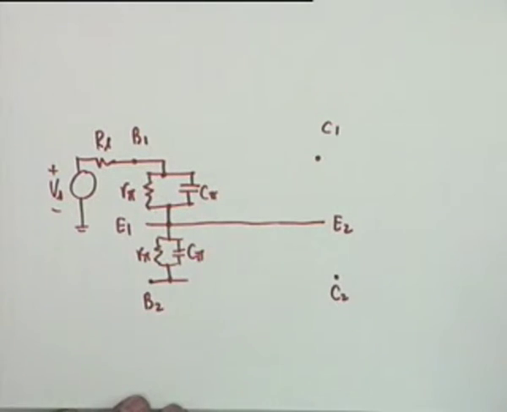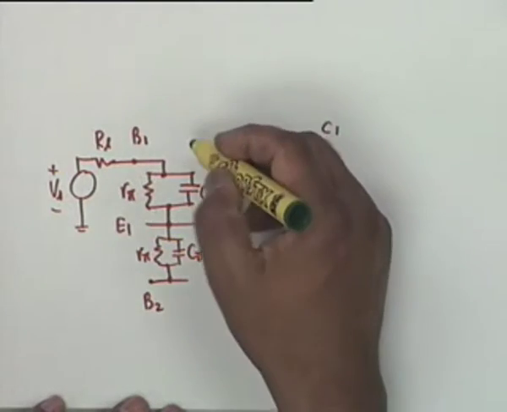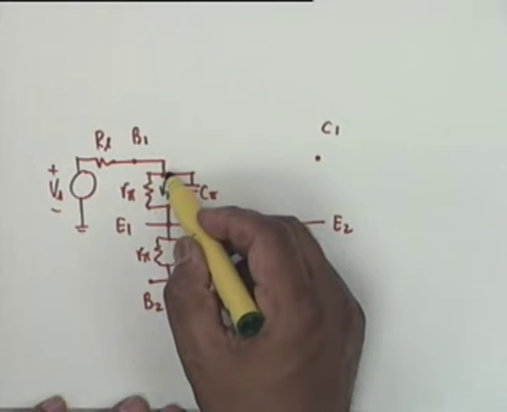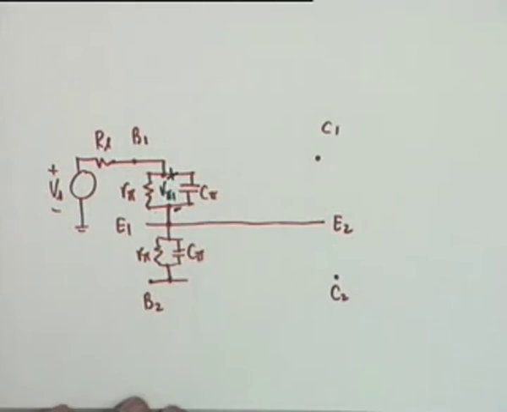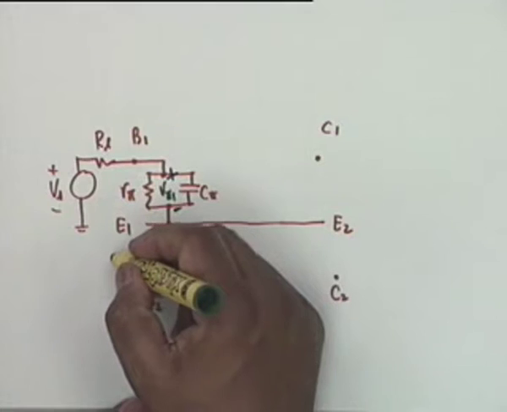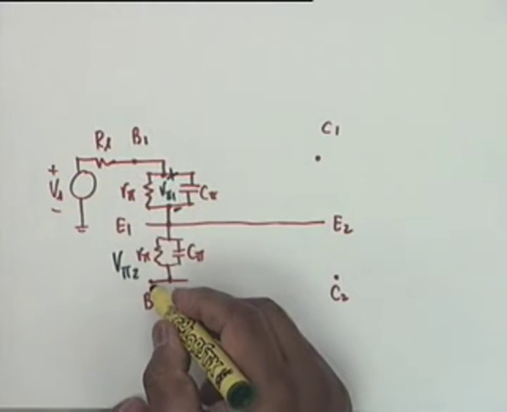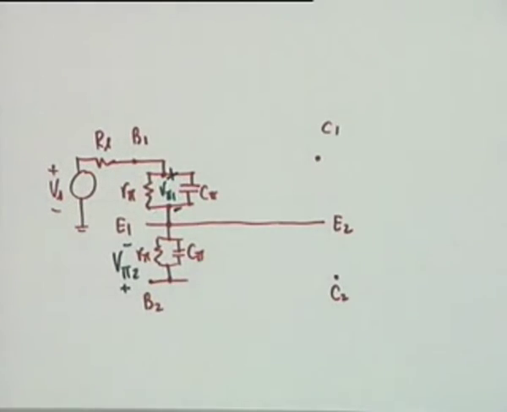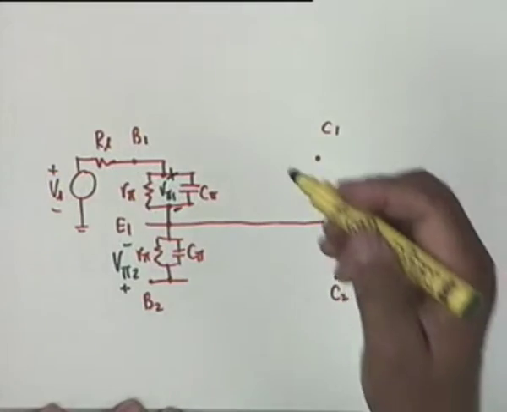Now the V pi 1 and V pi 2 would be like this. This would be V pi 1 with this polarity, plus minus, and V pi 2 would be from B2 to E1 with this plus and this minus. Don't make a mistake now. Okay, V pi 1 and V pi 2 polarities are as shown. Don't make a mistake. V pi polarity is positive at the base and negative at the emitter. Okay, is this okay? Yes, sir.